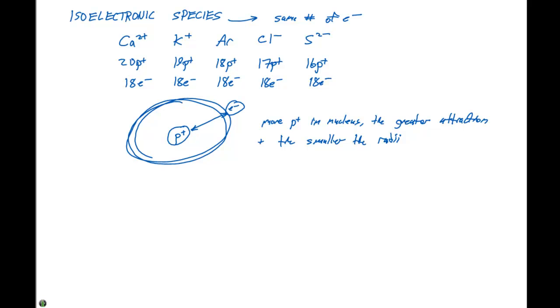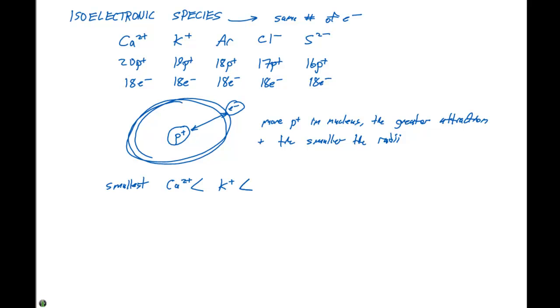So when we look at some elements arranged, we first need to figure out how many protons and how many electrons they have. If everything has the same number of electrons, we have a benchmark in which we can arrange these in a particular order. So the smallest in this series is going to be the one with the most protons. If we look at that, we would see calcium 2+ has 20 protons. The largest is going to be the species with the least number of protons, which is the sulfide.